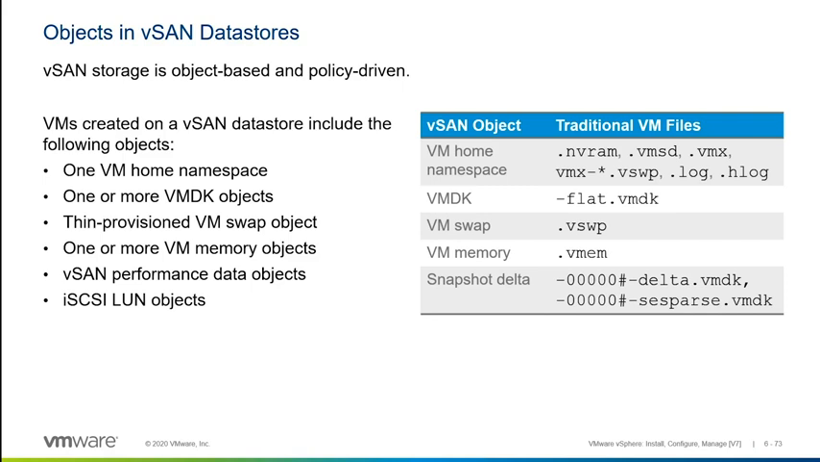We also have a swap object. Think of that as your .vswp file. We have a vmem object for our snapshots. And then we have our snapshot deltas. We haven't talked much about snapshots yet. That's actually coming in the next module, so stay tuned for information on snapshots.